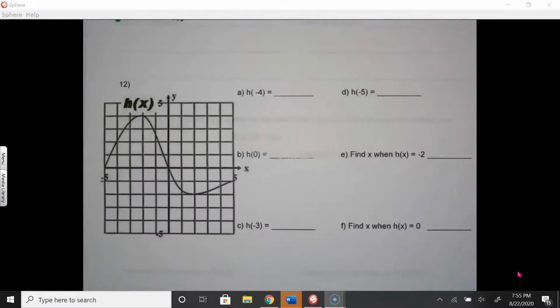Okay, so for this next problem, I would pause the video, try number 12 on your own, and then push play to check your answers when you are ready.